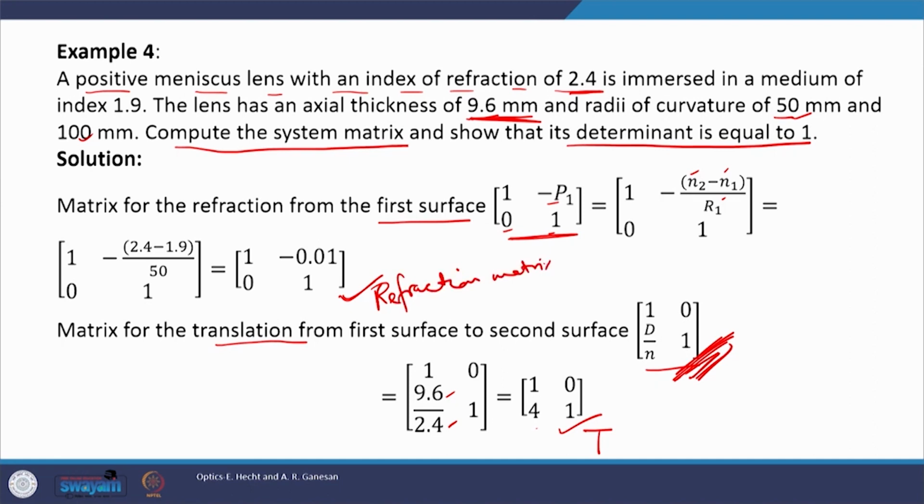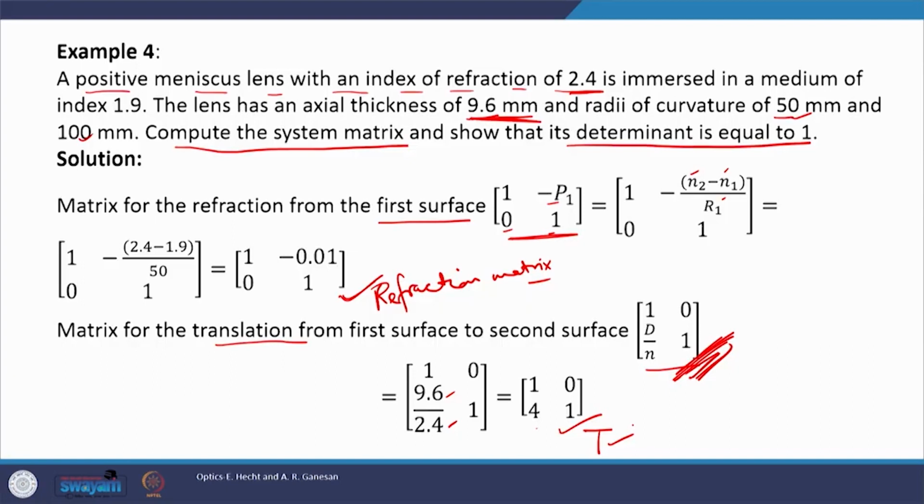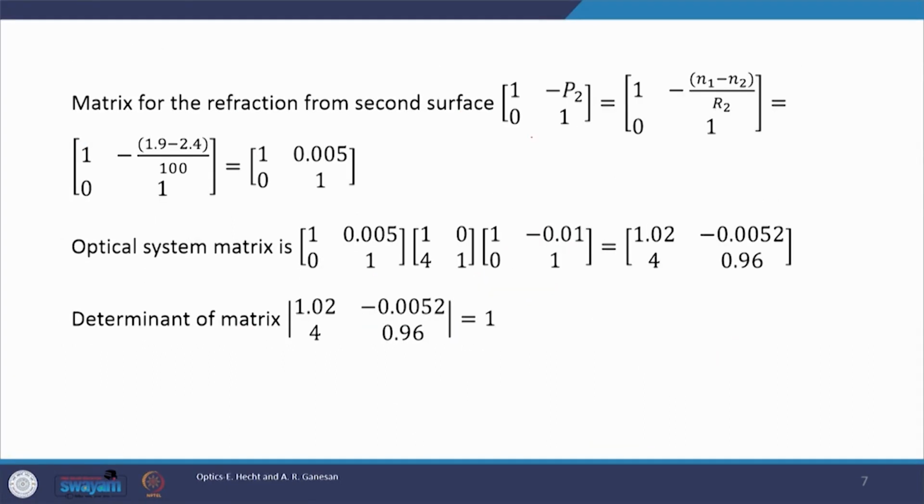And this refraction matrix is only for the left interface. The ray refracted from the left interface, and then it traveled inside the lens through some thickness, which is taken care of by this translation matrix, and then it refracts again. The second refraction is taken care of by the second refraction matrix. Here P2 is (N1 minus N2) by R2. R2 is the radius of curvature of the second refracting surface. N1 is the refractive index of air, and N2 is the refractive index of the lens material.